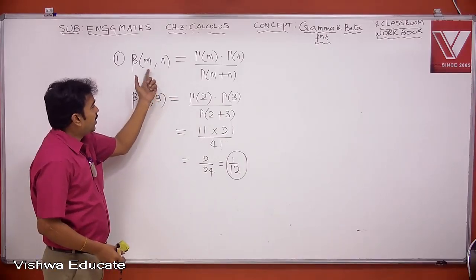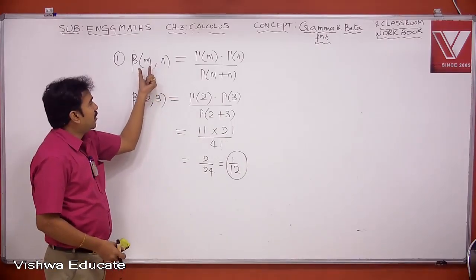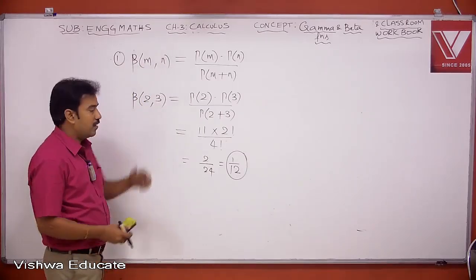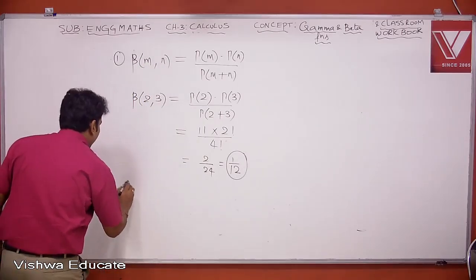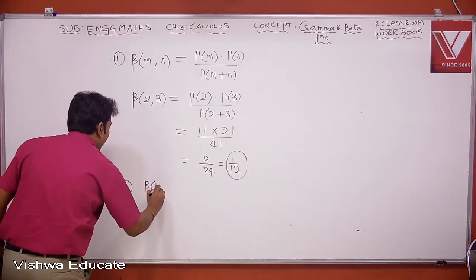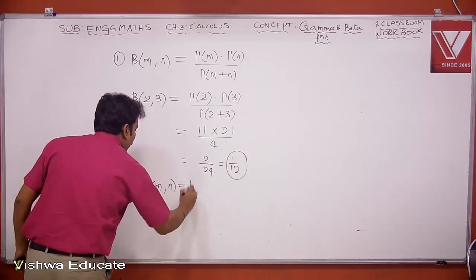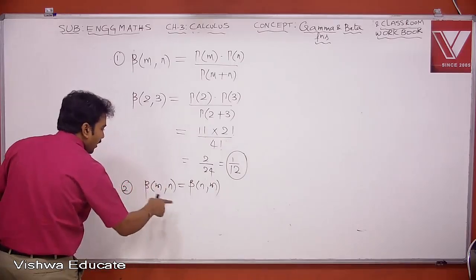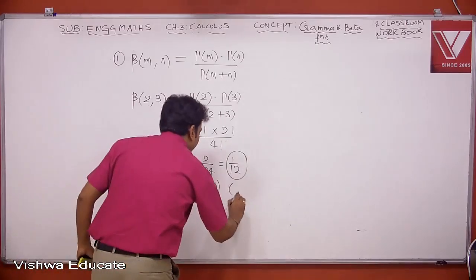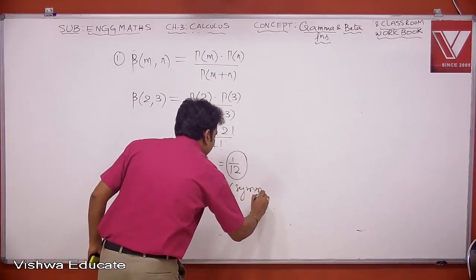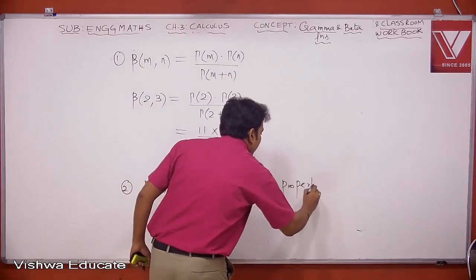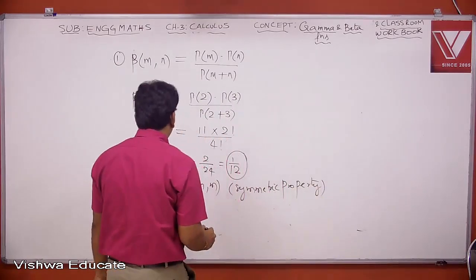Its advantage is you can easily get beta of m comma n even for large values of m and n also. And another useful point is beta of m comma n equals beta of n comma m. So exchange m and n, still you will get the same. This is called the symmetric property.